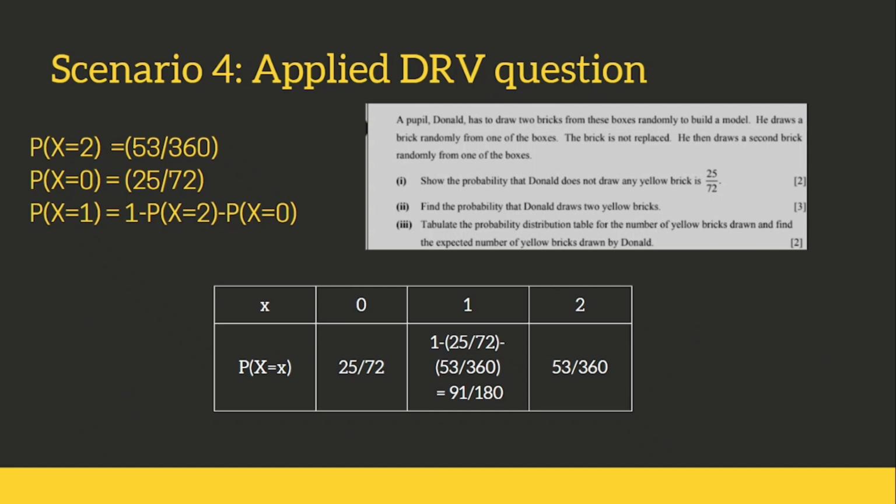Afterwards, they ask you to tabulate the probability distribution table. For the last one, P(X=1), we actually don't need to calculate the different scenarios because, like I said before, we already have P(X=0) and P(X=2). Since the sum of all these different probabilities is equal to 1, we can just take 1 minus these two probabilities to get P(X=1), which in this case is going to be 91 over 180.